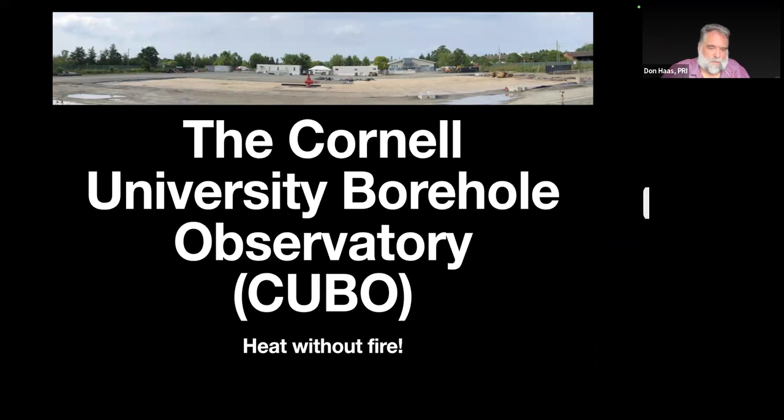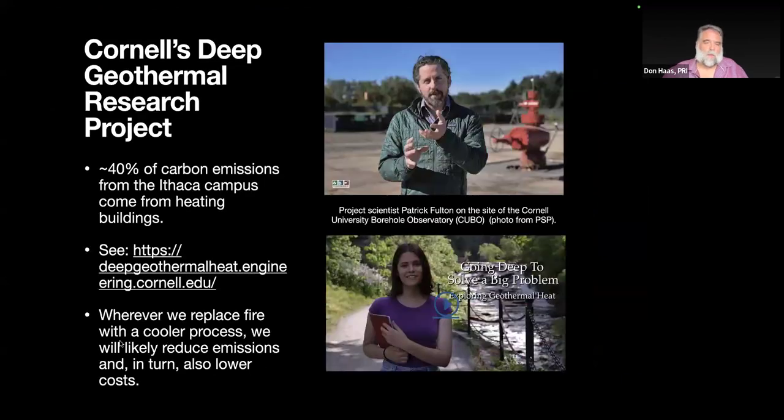So a little bit about the Cornell University Borehole Observatory, which is investigating how to heat the Cornell campus without fire. So right now, the CUBO is part of Cornell's Deep Geothermal Research Project. And currently, 40% of the emissions from the Ithaca campus come from heating buildings. And the Deep Geothermal Project drilled this 2-mile deep hole on the edge of campus in the summer of 2022, I believe, to investigate whether we could get heat from deep below the Earth's surface to heat the campus.